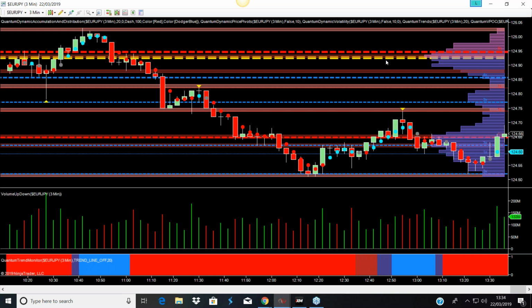If it gets up to this low volume node here, what the VPOC also tells us, as well as giving us the fulcrum for the chart, is that where you have low volume nodes, you have an expectation that when the price gets there, it's going to have some momentum behind it, which is what you want. You want to get through there with a little bit of speed. Then you've got the support and resistance lines from the accumulation and distribution indicator here at 124.76.